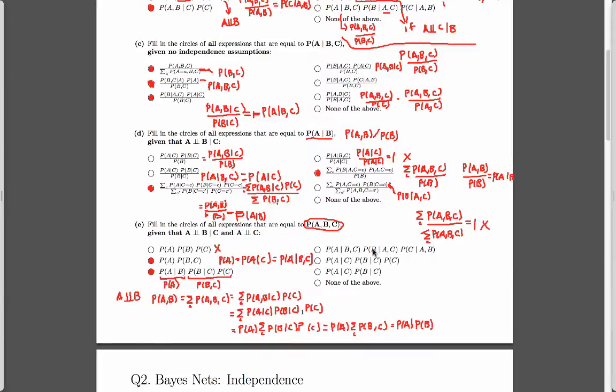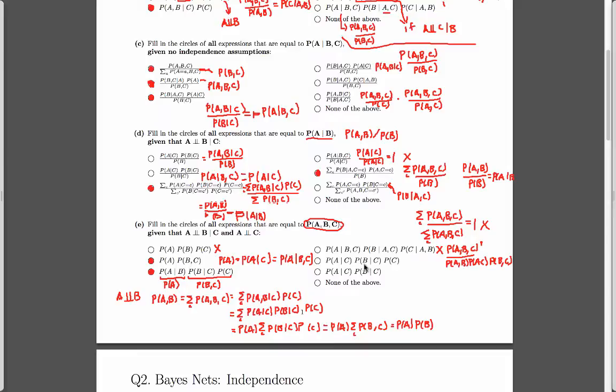Now let's look at our other options. This fourth option right here, we actually saw before, and we saw that this is equal to the probability of A, B, and C cubed over the probability of A and B times the probability of A and C times the probability of B and C. And we can't simplify this to just come out to the probability of A, B, and C with the independence assumptions that we have. So this is not a correct answer.